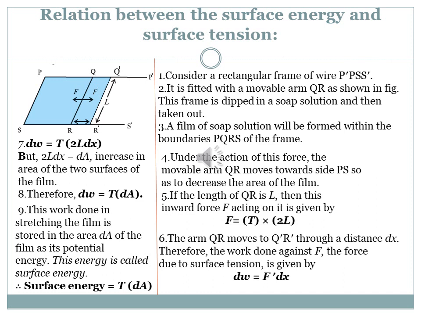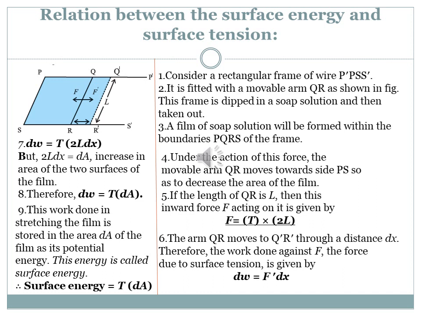Alright, so the length of the movable arm QR is L, and when we increase the area, it displaces a distance dx. So we are going to consider mainly two formulas. First one is F, second one is dW. F is nothing but T into 2L because it has two surfaces. So F is equal to T into 2L, and then we consider dW, that is work done, which is F dash into dx.